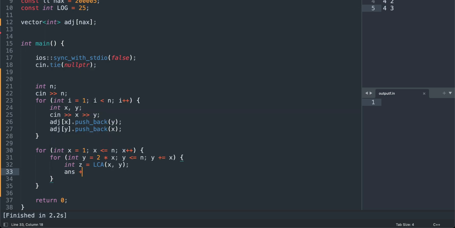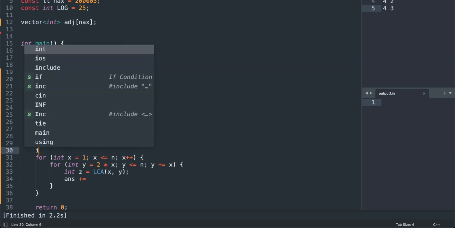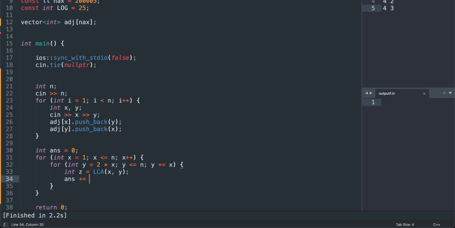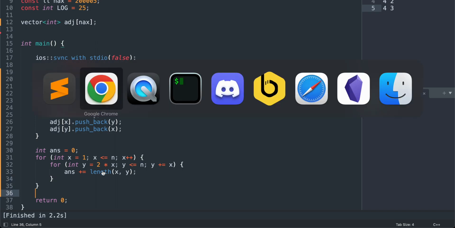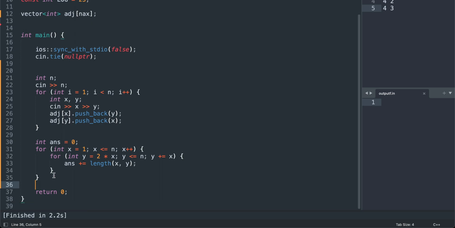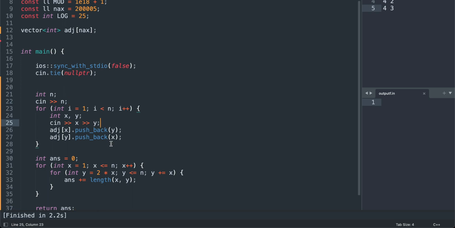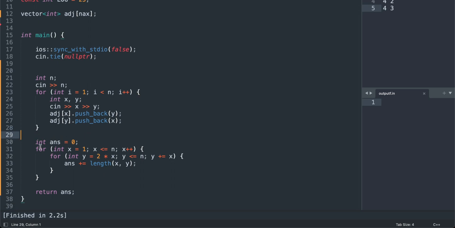Okay, I think we can say answer plus, what is answer? The answer is the length. Let's write length directly here. It will calculate the LCA, so the path length between x and y, plus 1. Let's define length as it is, and length will add plus 1, then return the answer. So we have read n and n minus 1 edges, created the adjacency, gone to all the x's and all the y which are multiples of x, found the length between x and y, and returned the answer.